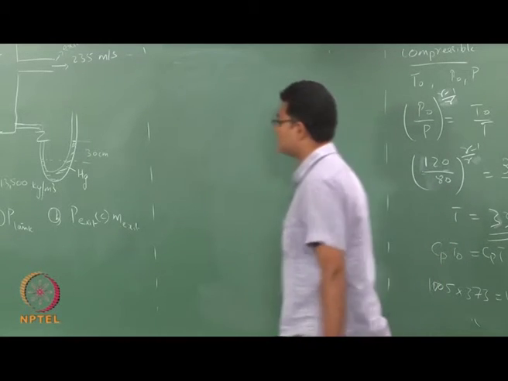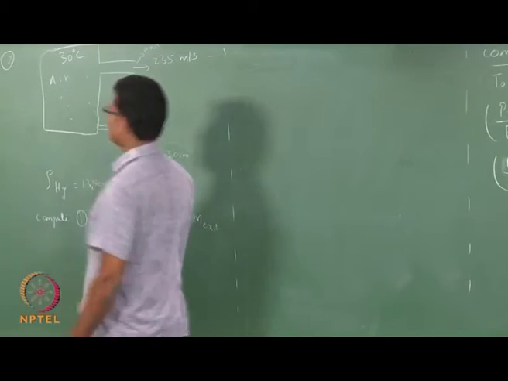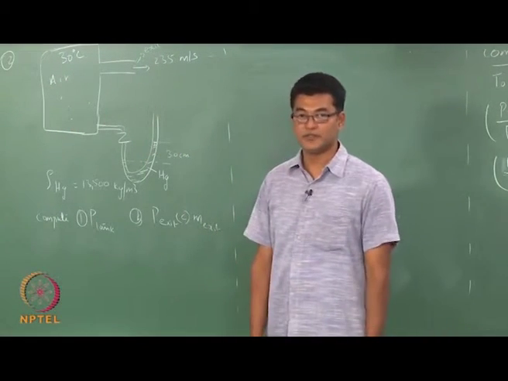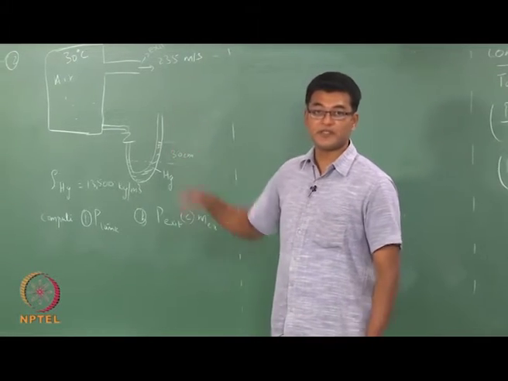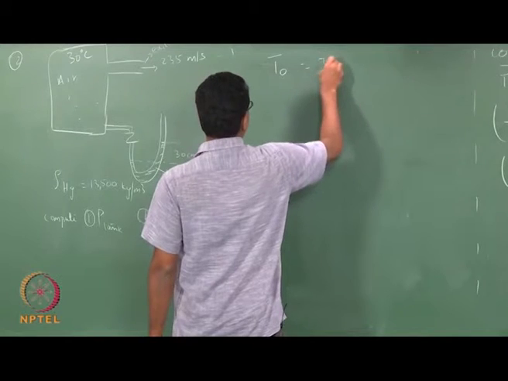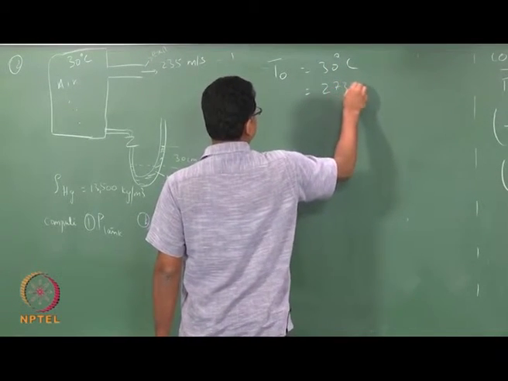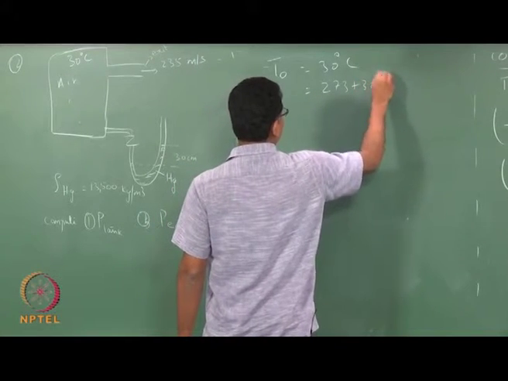So, this is the tank which contains a lot of fluid particles in it. The velocity is assumed to be 0. So, the temperature you have measured there is T0. So, T0 is 30 degrees Celsius, which is 273 plus 30 Kelvin.